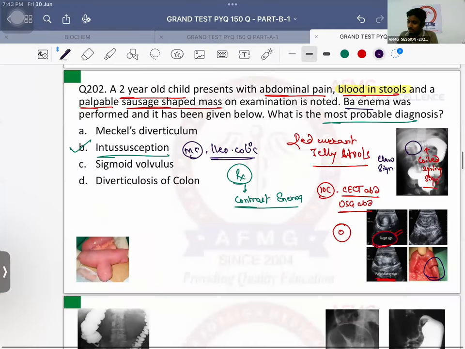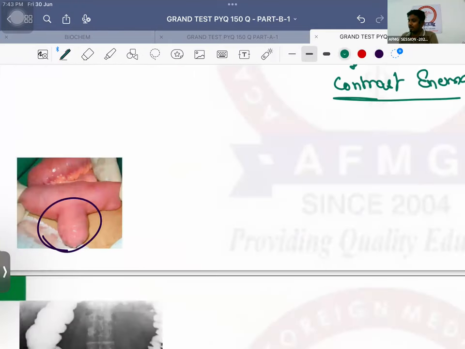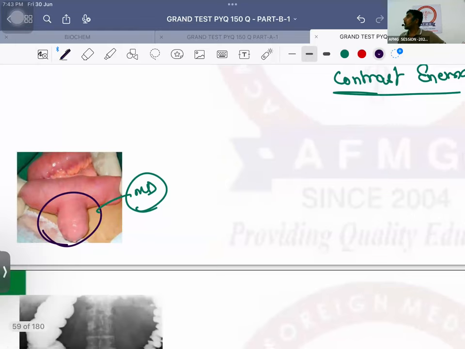No issues with this. This is a case of outpouching from the intestine. This is a case of Meckel's diverticulum. Congenital or acquired? Congenital. True or false? True, because it contains all the layers of intestine. Please remember. It is seen usually in the ileum.